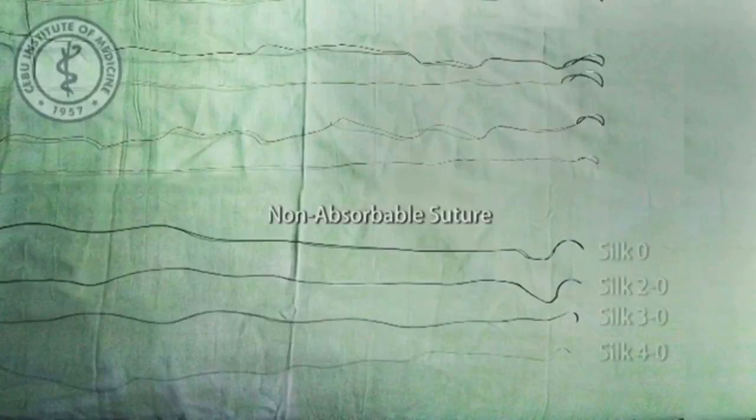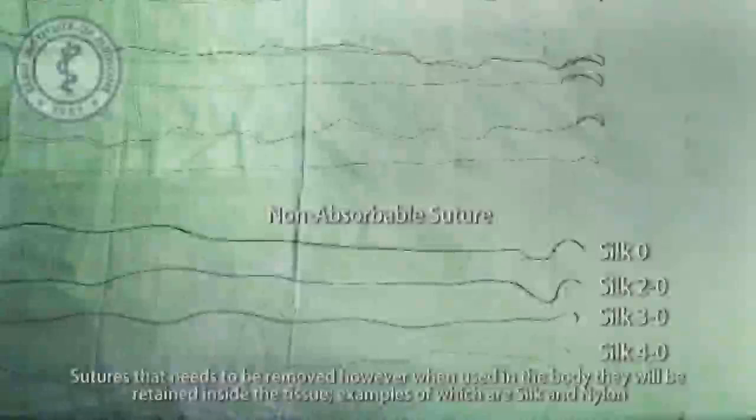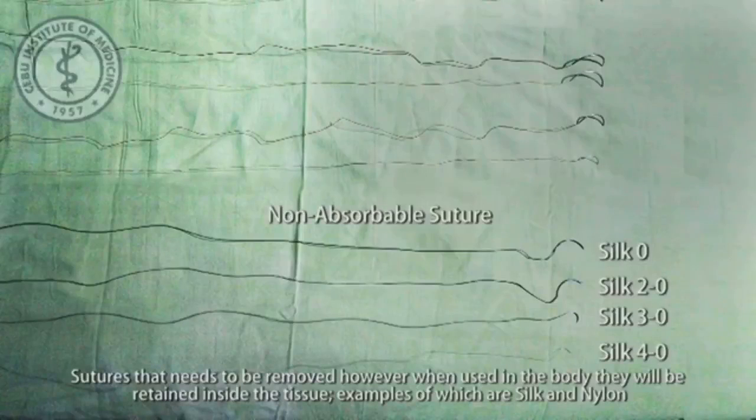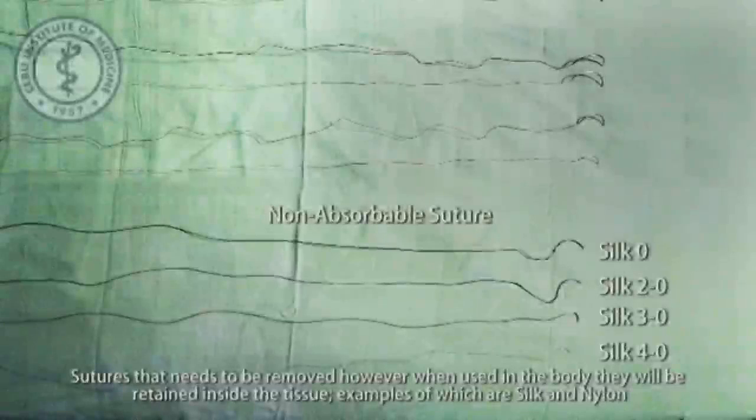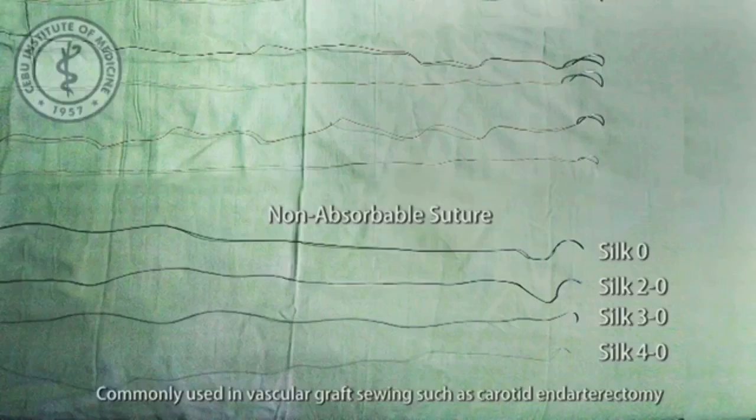Non-absorbable suture is suture that needs to be removed; however, when used in the body, it will be retained inside the tissue, examples of which are silk and nylon. Silk 4-0 is commonly used in vascular graft sewing such as carotid endarterectomy.